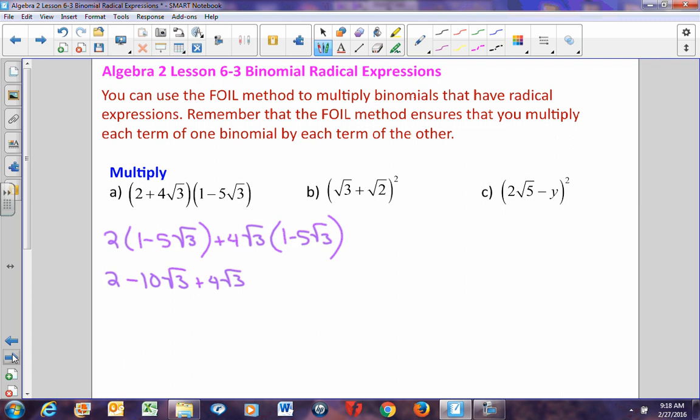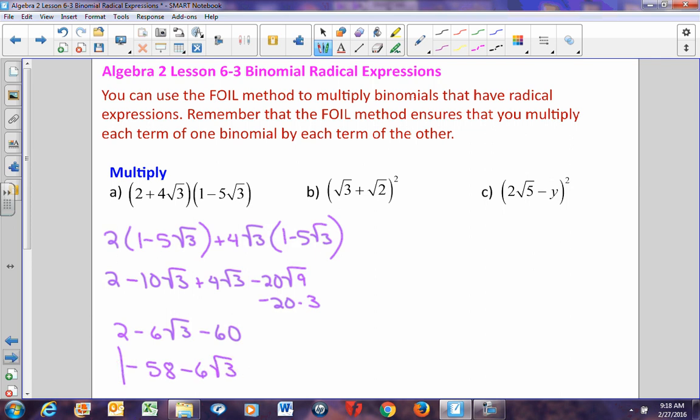And 4 square roots of 3 times negative 5 square roots of 3 is negative 20 square roots of 9. Well, what's the square root of 9? It's 3, isn't it? So this basically becomes negative 20 times 3, so that's negative 60. So I have 2 minus 6 square roots of 3 minus 60, so I can still combine that, can't I? So that becomes negative 58 minus 6 square roots of 3.